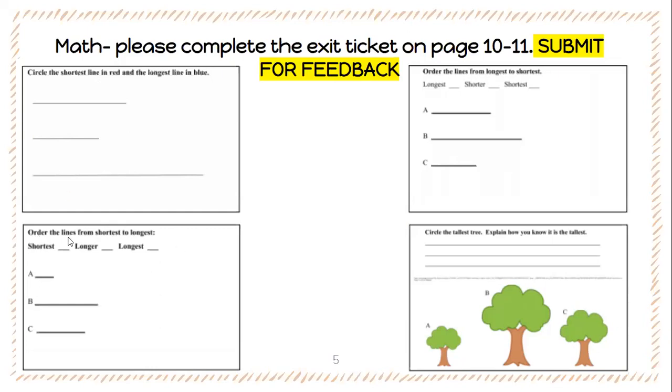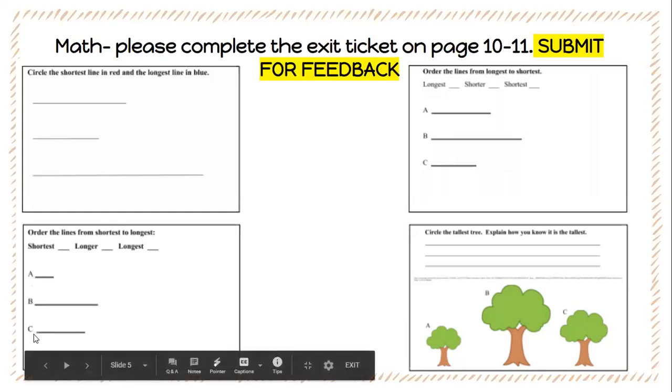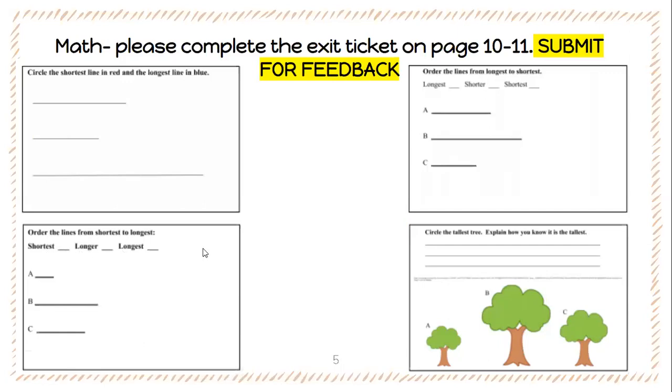Down here, order the lines from shortest to longest. So you have lines A, B, and C. You're going to put which one is the shortest, which one is longer, and which one is the longest. You have the same activity again, another problem. Order the lines from longest to shortest this time. So the longest line is what? A, B, or C? Which one is shorter? And which is the shortest?